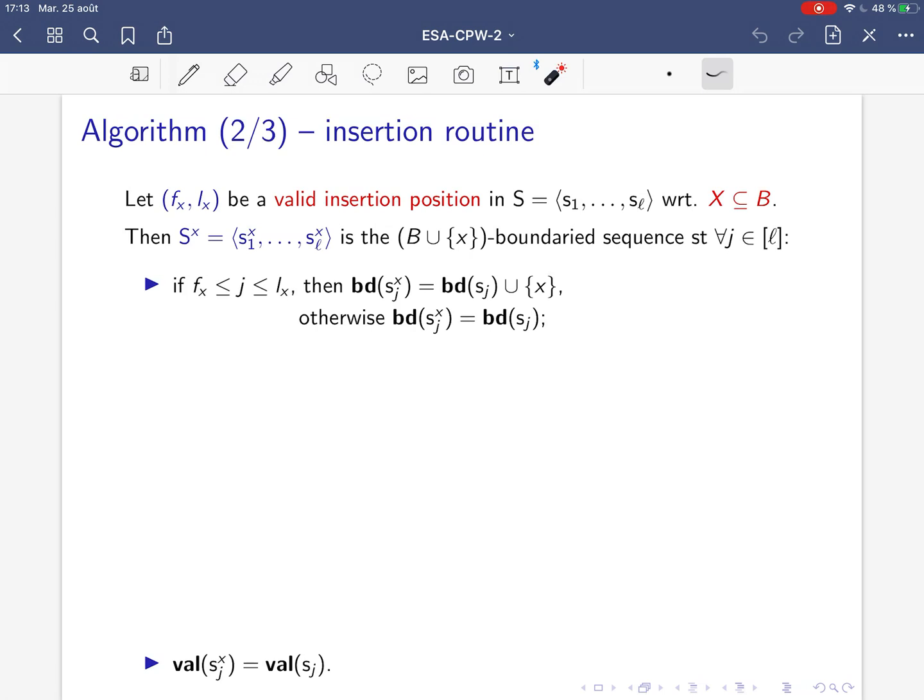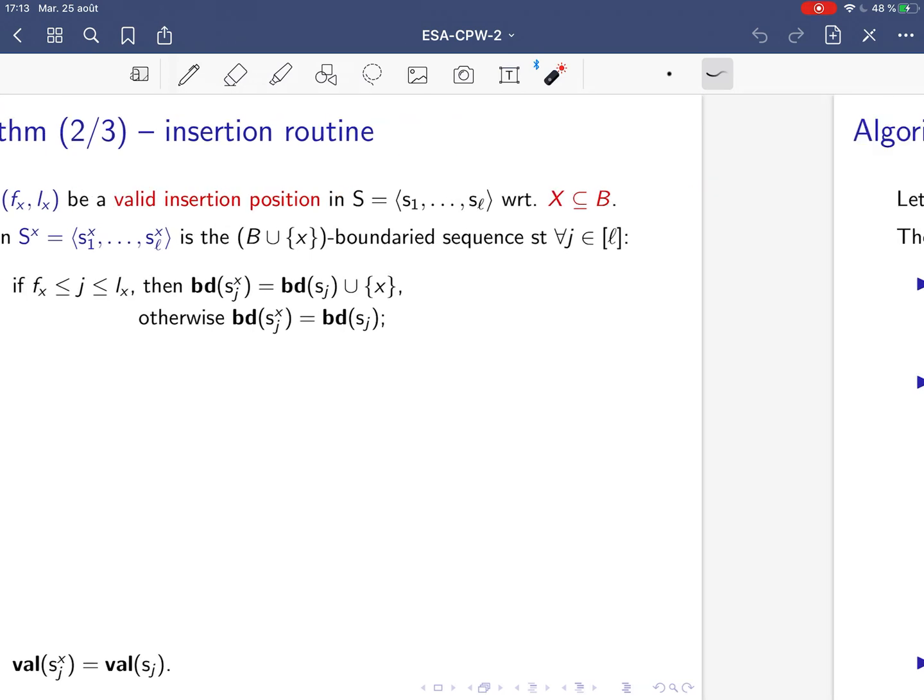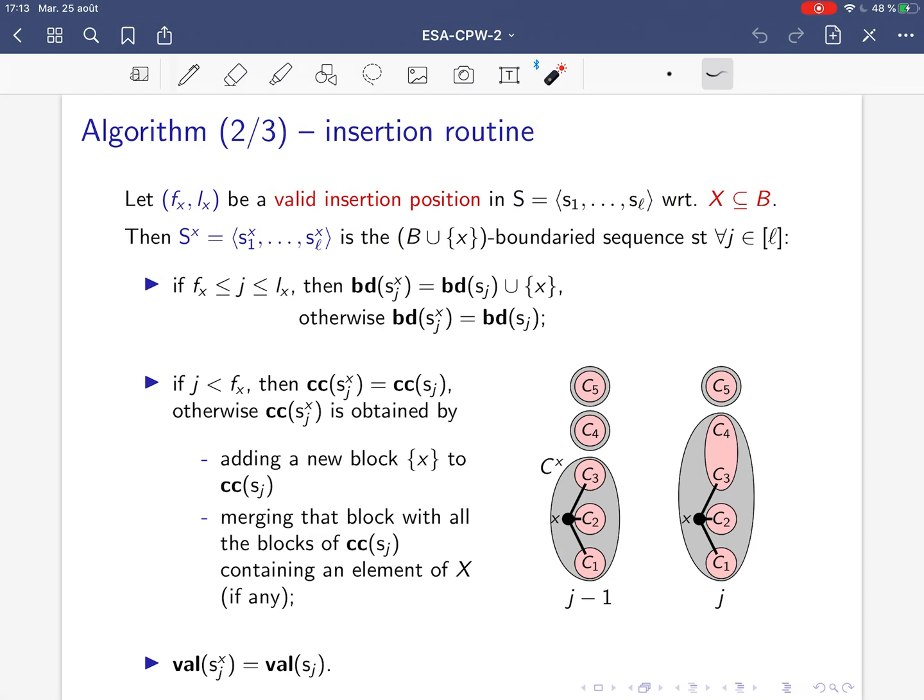The value components also remain the same. For the CC component, there is a bit of work, because when you add the vertex x, you may merge different connected components of the previous CC. But okay, you can perform this in polynomial time.